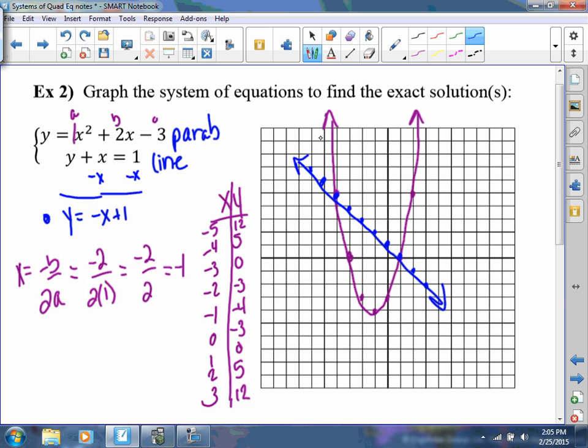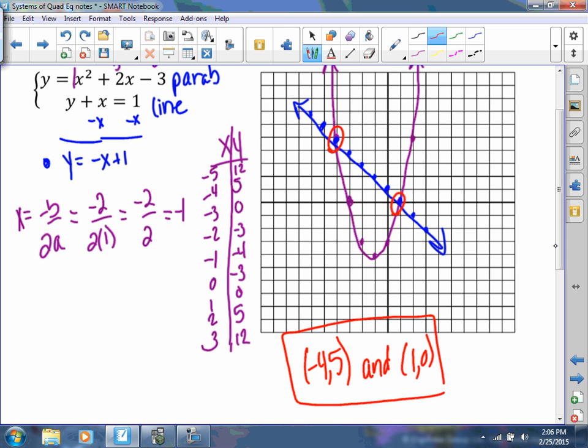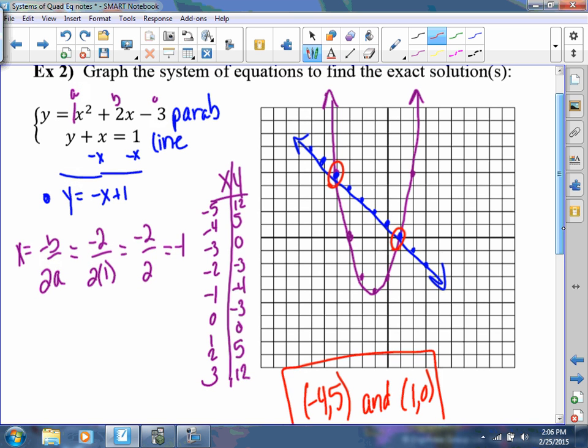So now that I know those 2 points, all I have to do is read them off the graph. So the point on the left, that would be 1, 2, 3, 4, 1, 2, 3, 4, 5. So that's negative 4, 5. And then the other point is going to be 1, 0. So those are my 2 solutions. And again, if I took those ordered pairs and put them into the original equations, both of them would give me a true statement for both equations. So that's a good way that you can double check your work.